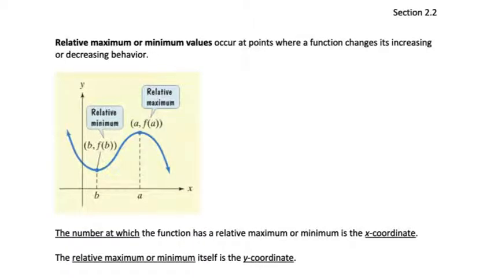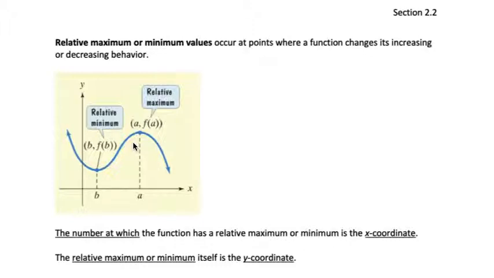In this video, we're going to continue with section 2.2. And the first thing we're going to talk about are relative maximum or minimum values. A relative minimum value, you can think of it as kind of a low point in the graph, and a relative maximum value would be a high point in the graph.